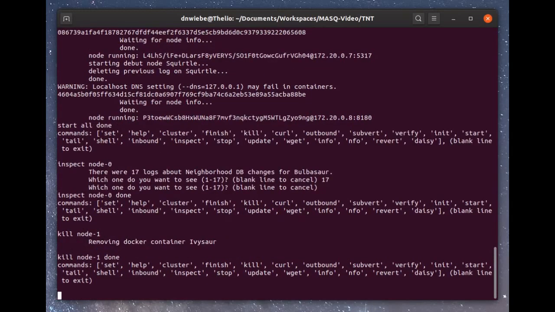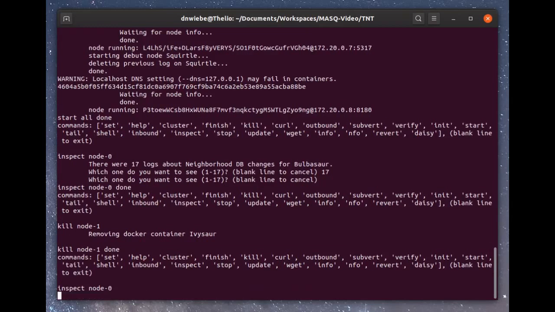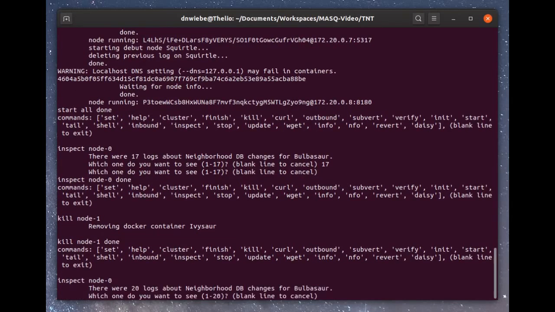Now let's take a look at inspect node 0, just because node 0 is handy. Ooh, look at that. 20 logs about neighborhood. Remember how it was 17 before? So they gossiped about that kill. That is something to mark down: we killed a node and there was gossip about it. What does that gossip look like?